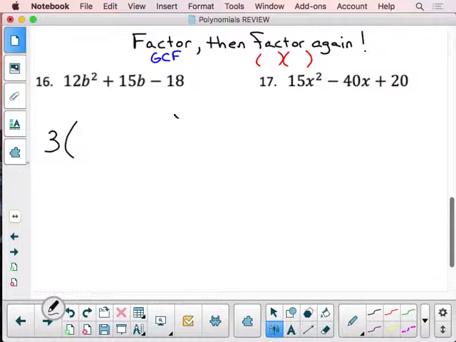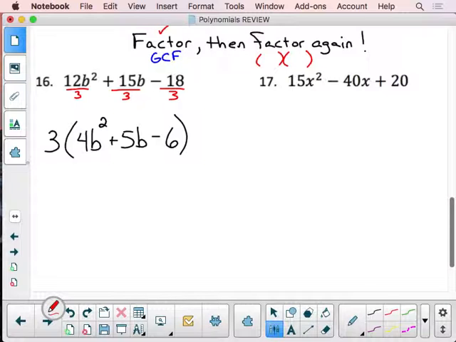So we draw one set of parentheses, and we are going to divide a 3 out of these three terms. So what is left? 12b squared divided by 3 is going to be 4b squared. Plus 15b divided by 3 is going to be plus 5b. And finally, negative 18 divided by 3 is negative 6. Now we look, and we're done with the first factor. So we can check that off our list. We did the first. We took out the greatest common factor.